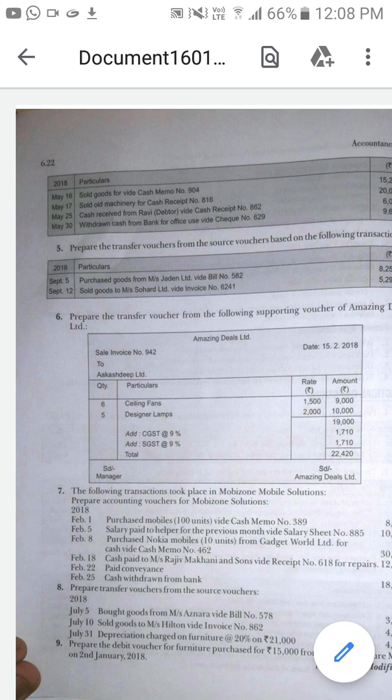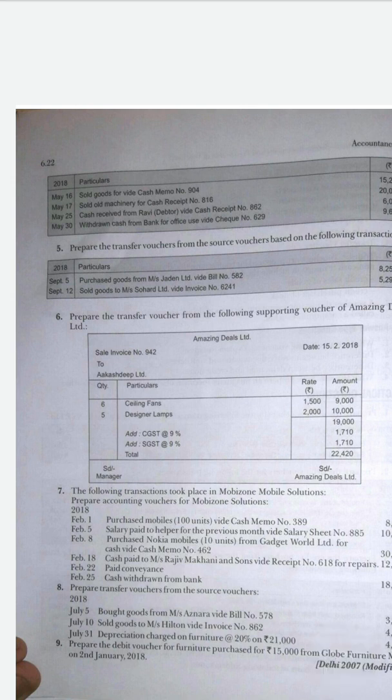Understood? So next, February 18, cash paid to Miss Rajiv Mahani and Sons. What is that for? For repair. So it is one of the transactions, that is cash paid for repairs. So we have to debit, what is the name of the expense? Repair. Okay, so we have to debit the repair account. So what is the entry? Repair account debit to cash account.